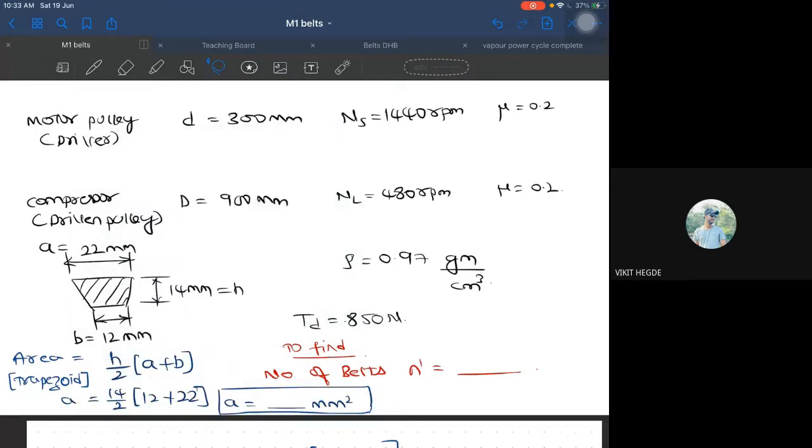Yes, what is the value of A? 238 mm square. Okay, so 238 mm square. Now, observe this. The design stress is not given, rather the tension is being given. So from which you are supposed to calculate the design stress. If the force is given and you are asked to calculate the stress, how will you do it?